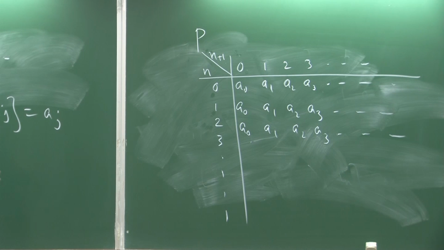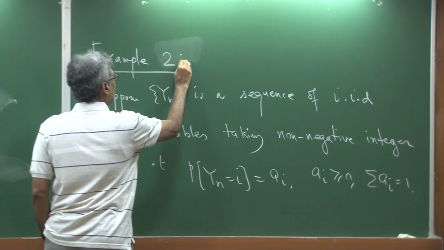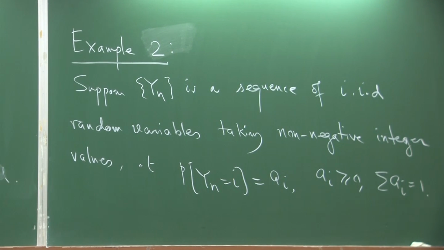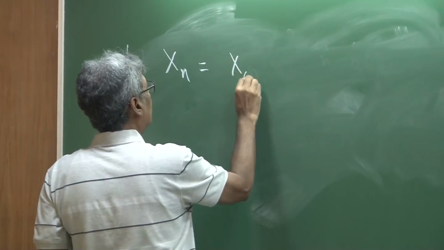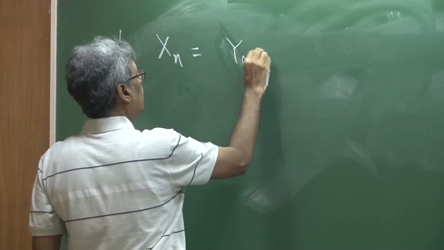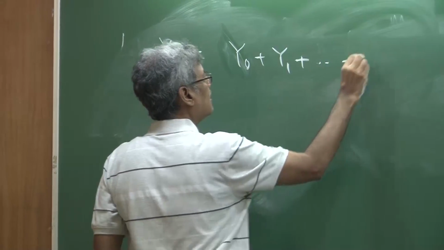Let us move to the next one. We have done it already last time also. Example 2: this part is not going to change, and I am keeping it the same. Y_n is a sequence of IID random variables taking non-negative integer values, probability Y_n = i is equal to a_i, the a_i's are non-negative, and summation a_i is equal to 1. That remains the same, and now I am defining my X_n, which is Y_0 plus Y_1 plus ... plus Y_n.